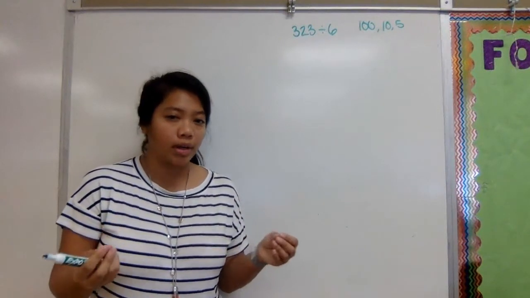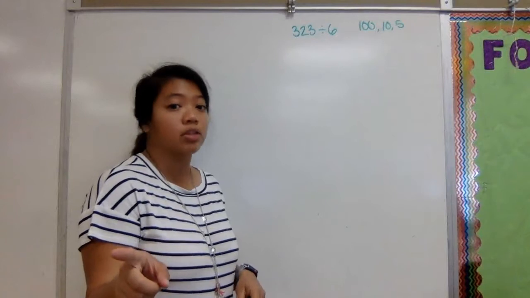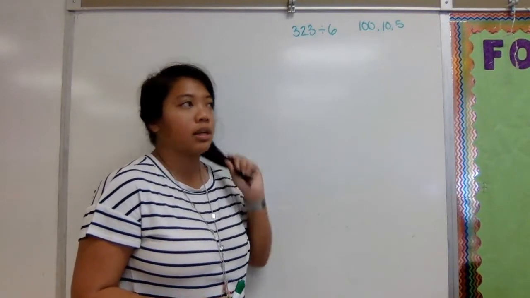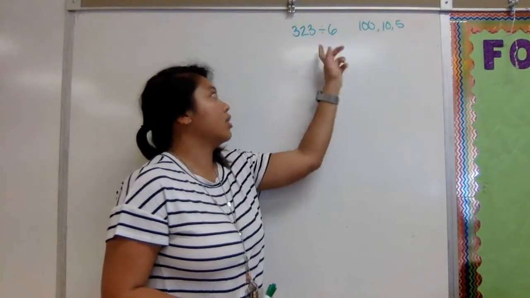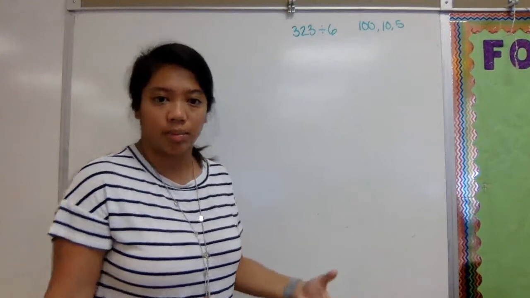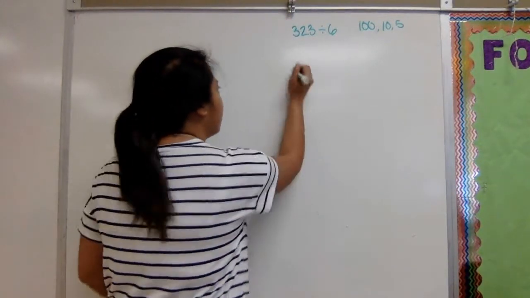So if you're not very good at remembering your multiplication facts, first of all, you need to practice your multiplication facts. Secondly, you can use this strategy because obviously 6 times 100 is 600, 6 times 10 is 60, and 6 times 5 is 30. Those are easy facts to remember. So we're going to set up our problem.